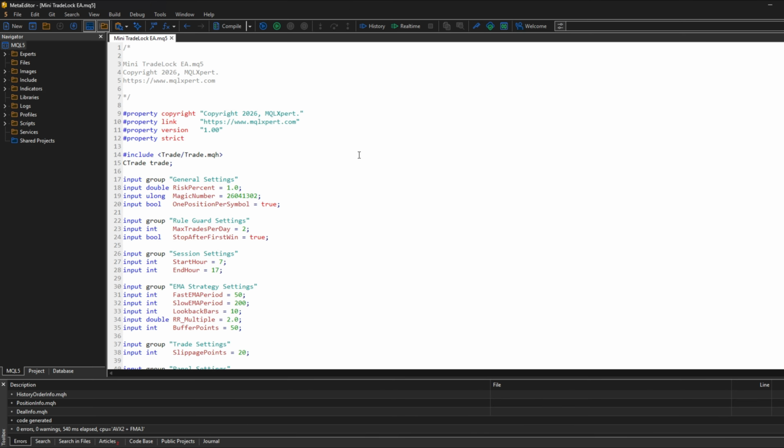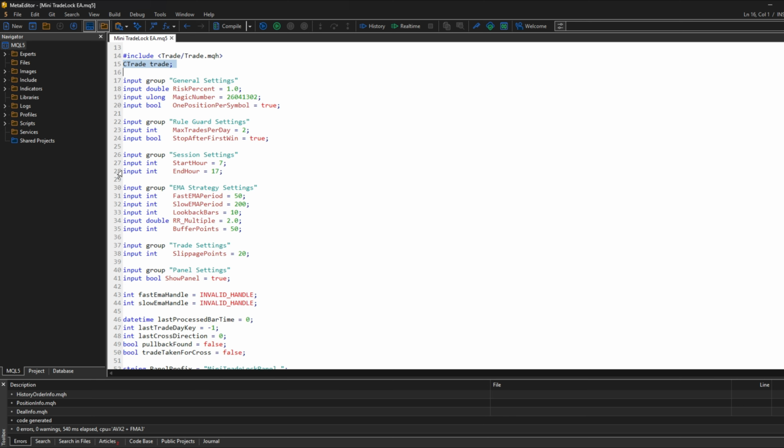Alright, so jumping into the code, we start by including the trade class, which gives us access to the MT5 trading functions. Then we create our trade object, which we'll use to execute orders. Then we define all of our inputs. So we've got the general settings where we control risk percent, the magic number, and whether the EA should only allow one position per symbol.